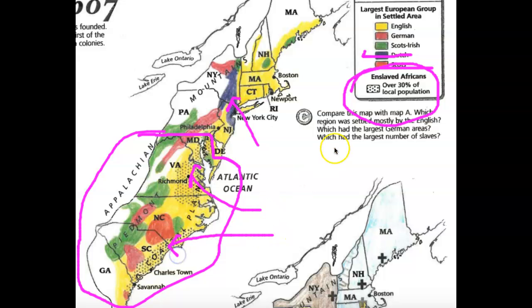The dots are enslaved Africans, over 30% of the local population. So in the southern colonies, we have over 30% of the local population as slaves. That doesn't mean that because there's not dots in these other areas that there are not African people who would come over, or that there are not slaves who would come over. It just means in that other area at this time there is not more than 30%. So a third of the people living there would be slaves where those dots are.